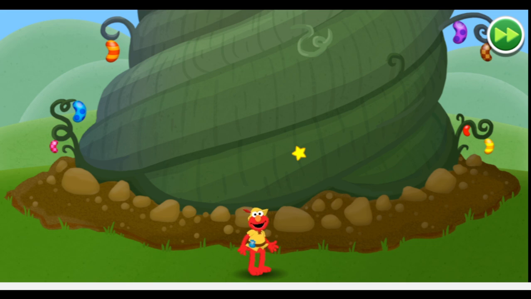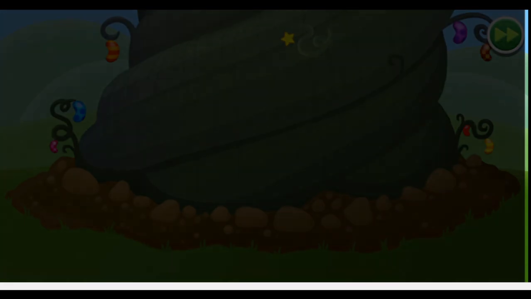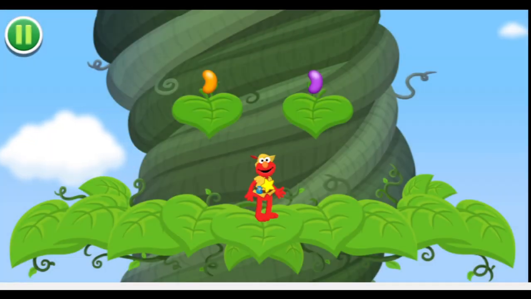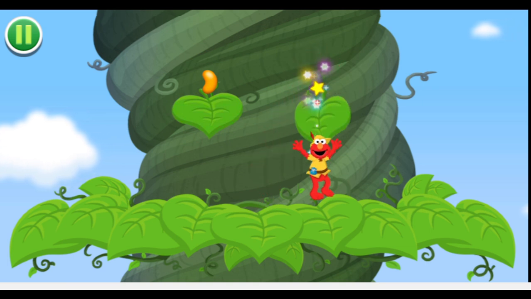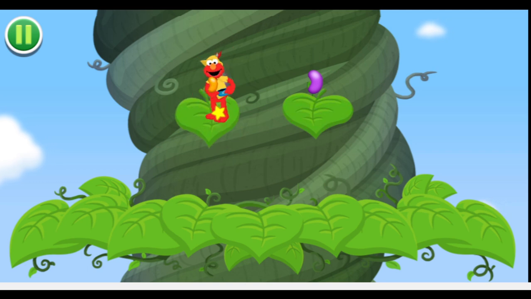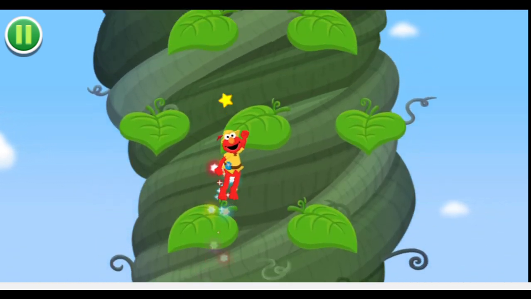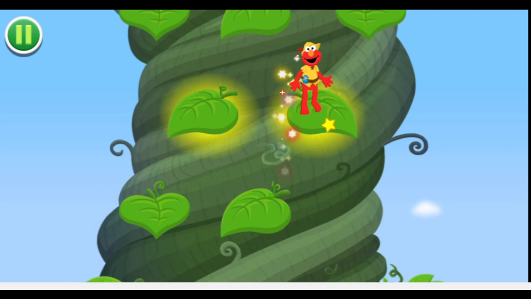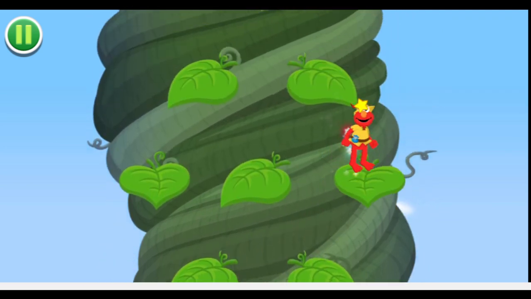Oh, no! Help Elmo jump up the Beanstalk to find the magic beans! Come on! Jump to each of the orange beans! Keep looking for all the orange beans! Move your star to move Elmo!